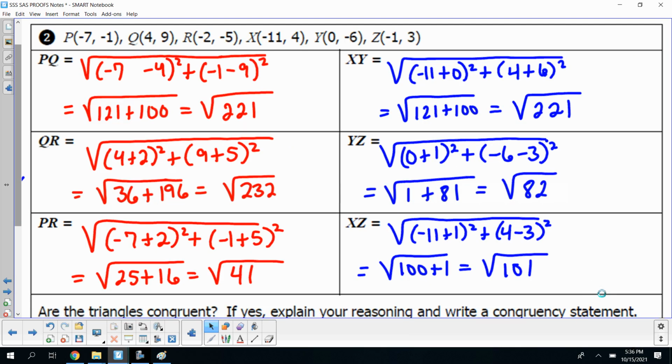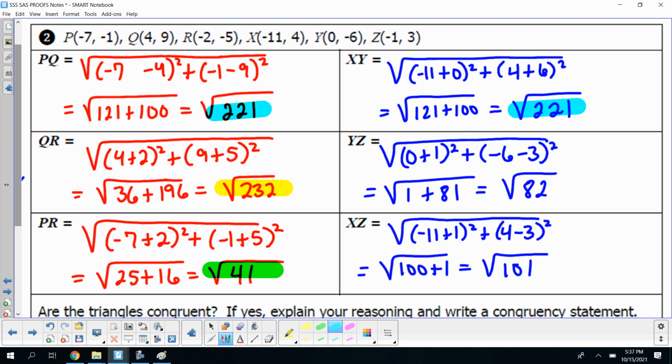Okay, so when we take a look here, we can see that the length of PQ ends up being the square root of 221, and the distance of QR ends up being the square root of 232, and the distance for PR ends up being the square root of 41. And if we look at the XY, its distance ends up being the square root of 221. So we have one match.